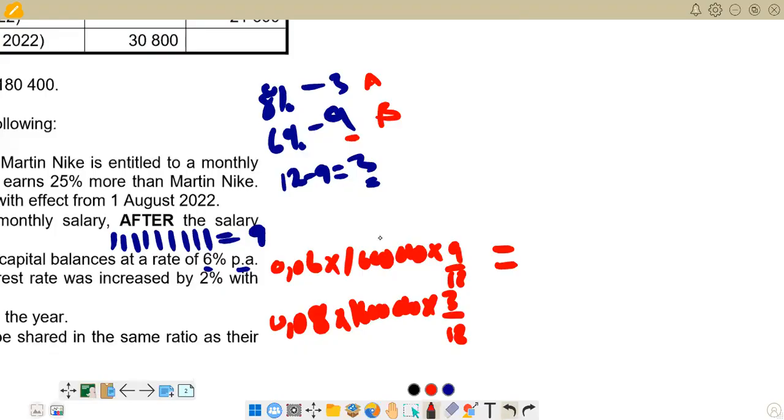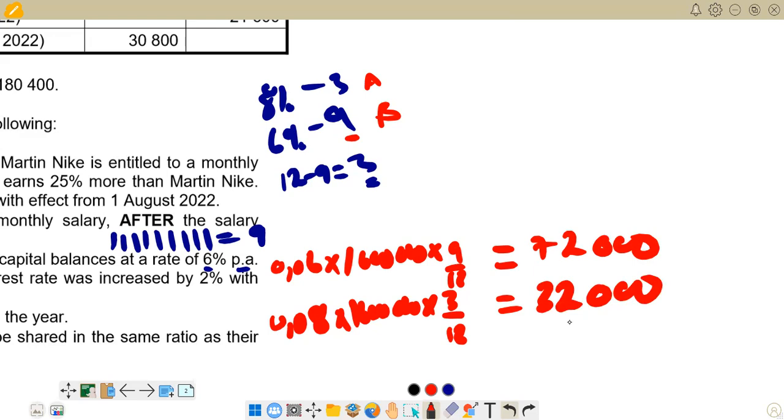So you see that on the first part there, you are going to get 72,000 here. And then here, if you calculate, you are going to get 32,000. So obviously, we are going to add to get the total interest on capital. So 72,000 plus 32,000, we are going to get 104,000. So that's what we have on the first part.